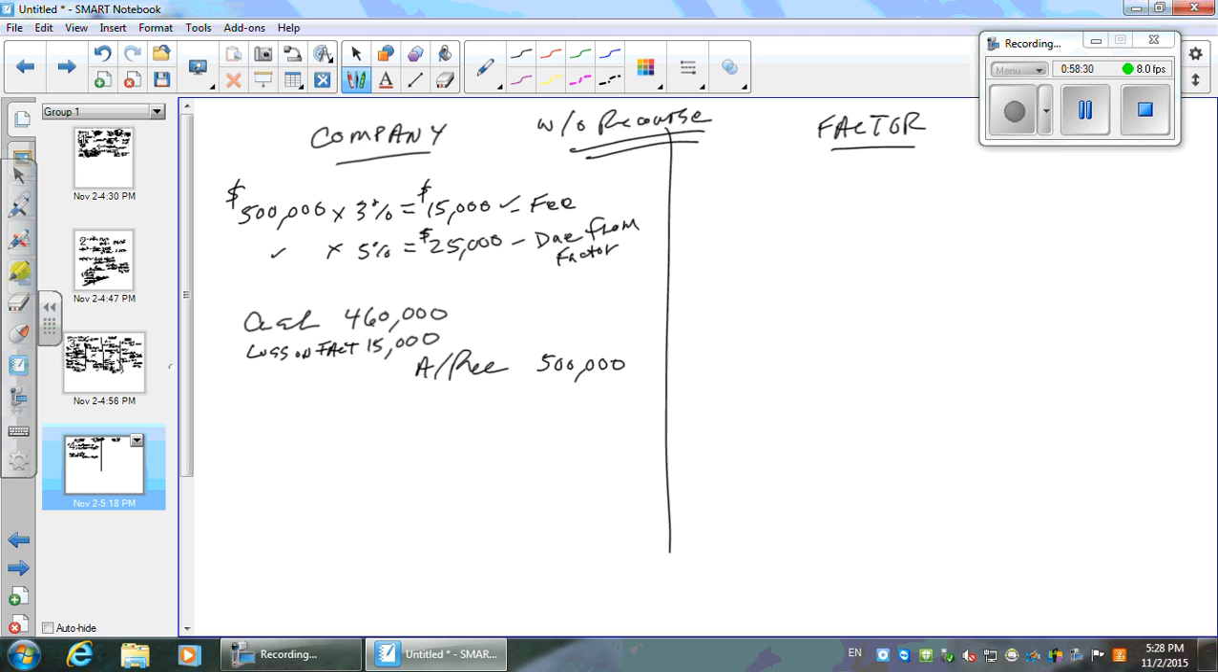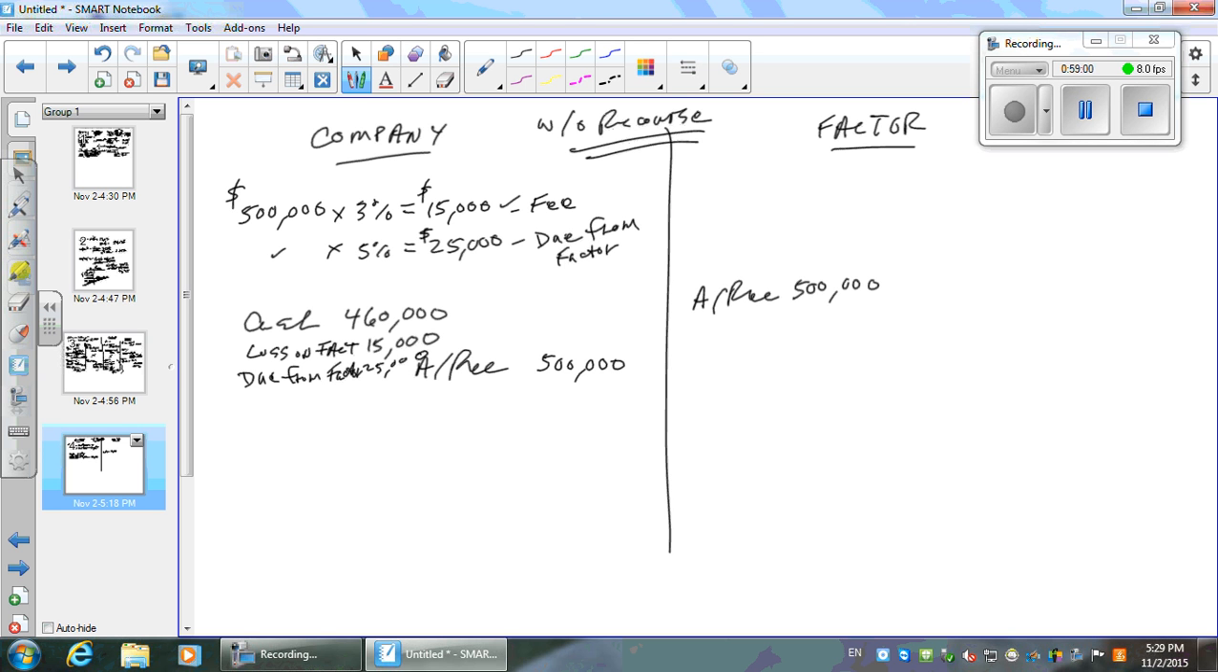So, what do we do with that? 25,000, what do they do with it? Due from factor. Is that making sense, just on the surface of it? Okay, what would happen on the other side? What would happen to the factor? I bet they give up the cash, and I bet they get the account receivable. What do you think? They get the account receivable for $500,000, okay?